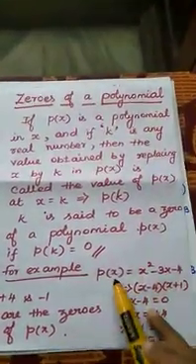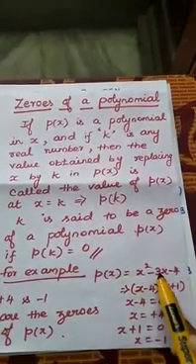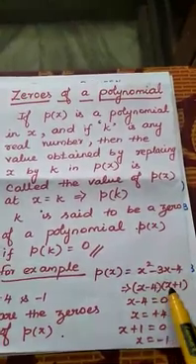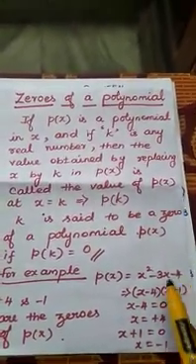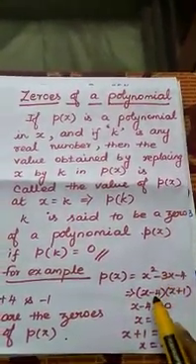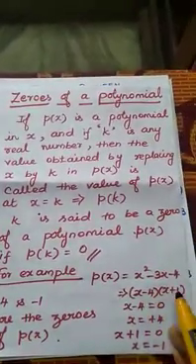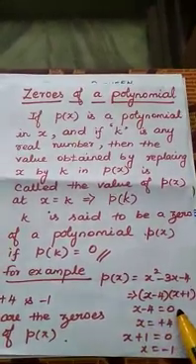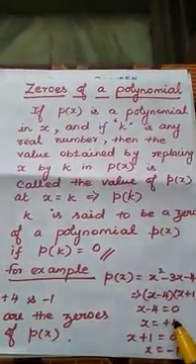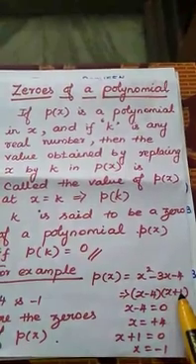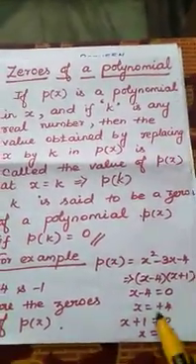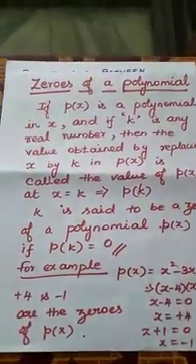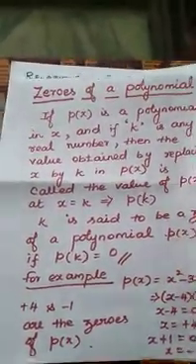For example, p of x is equal to x square minus 3x minus 4. This is one quadratic equation. We just factorize the equation. Product of the factors is minus 4. Sum of the factors is minus 3. What are the factors? x minus 4 and x plus 1. You just equate the value to 0. So x minus 4 is equal to 0. x is equal to plus 4. The next factor is x plus 1. So x plus 1 equal to 0. Automatically x value is minus 1. So plus 4 and minus 1 are the zeros of p of x.